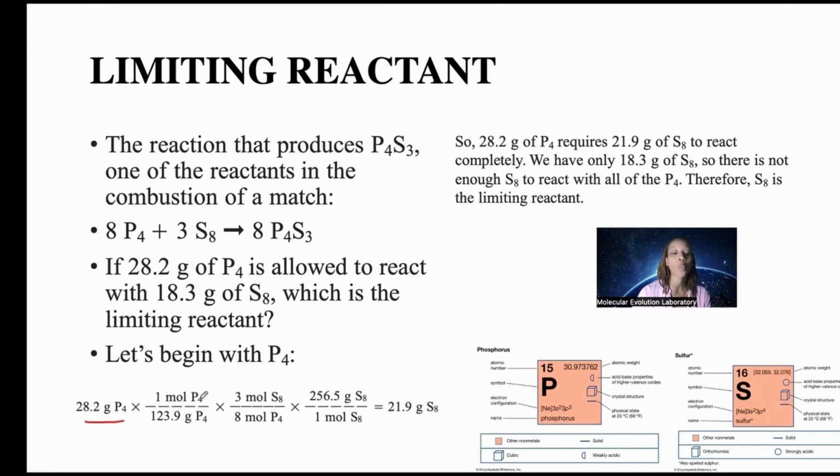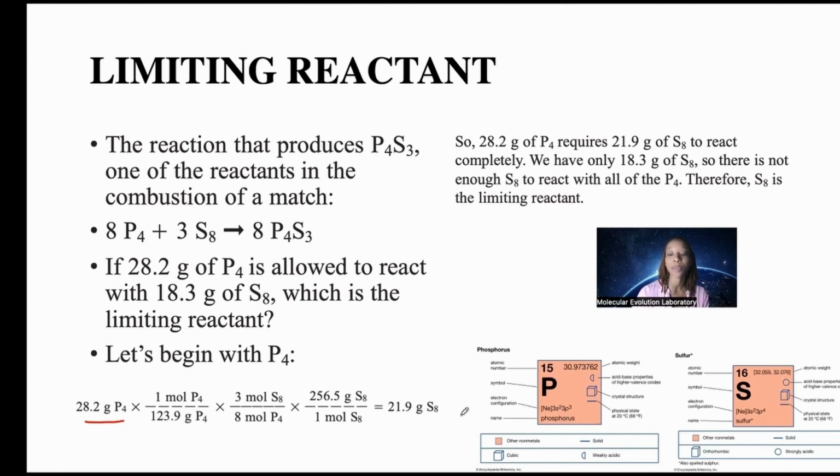You basically find what 1 mole of P4 is equivalent to in terms of mass. The atomic weight of phosphorus is 30 and we have 4, so this would be 30.9 times 4. That basically gives you 123 grams. This times 3 moles of S8, 32.05 times 8 is 256. You divide this by the 8, which is the P4. The 256 divided by 1 mole of S8. This basically gives you 21 grams of S8.